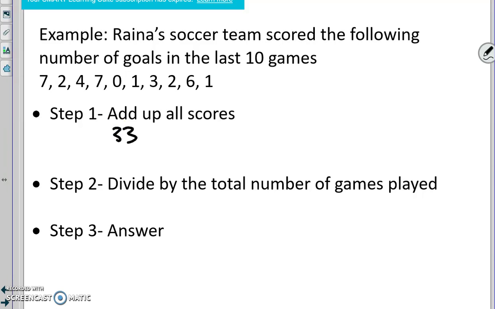And then I do what? Divide by 10. So the average or the mean is 3.3 goals per game. Okay, make sure you show this work because you'll get a mark for that on an exam.